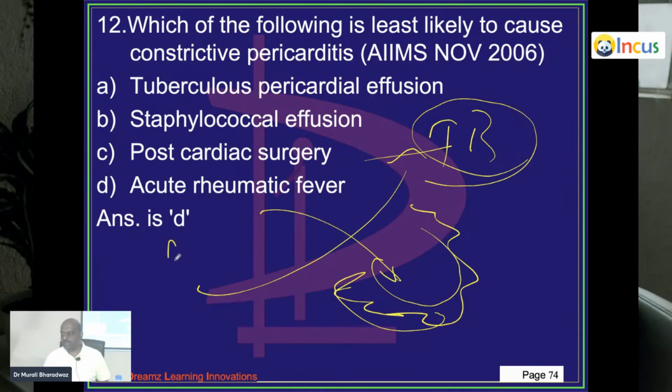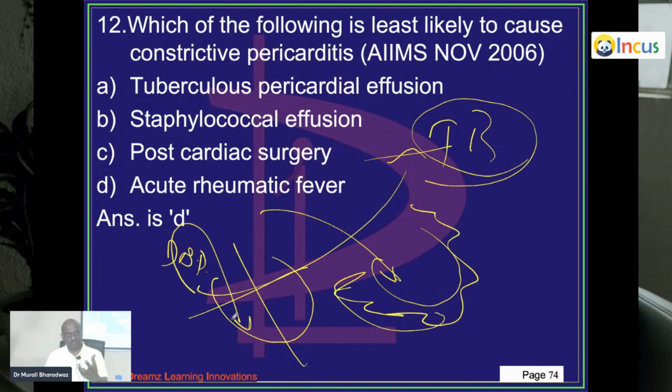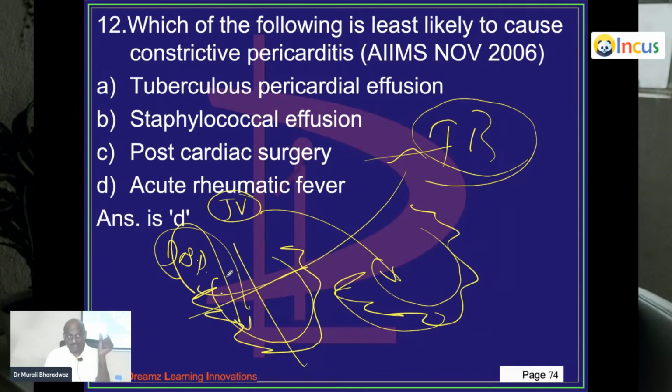Normally what happens during inspiration, negative intrathoracic pressure will be there. And what will that do? It will suck more blood into the heart, atrium. So the jugular vein normally collapses during inspiration. But here what happened? This constriction will prevent that inspiratory sucking of the blood and collapse of the JVP.